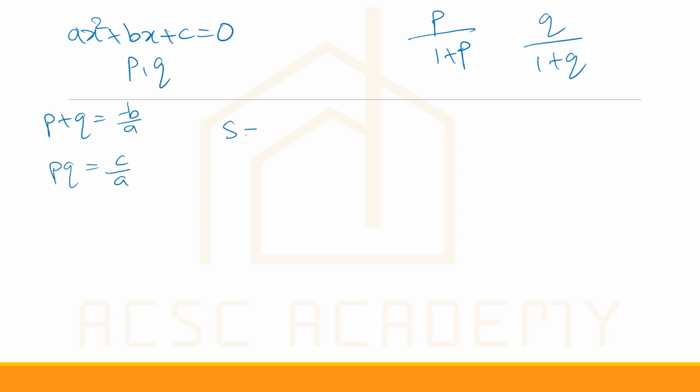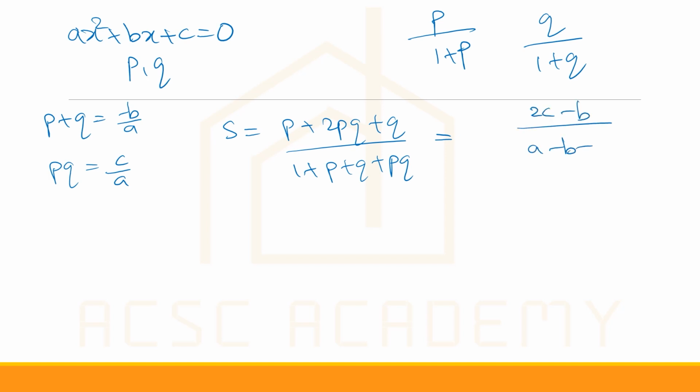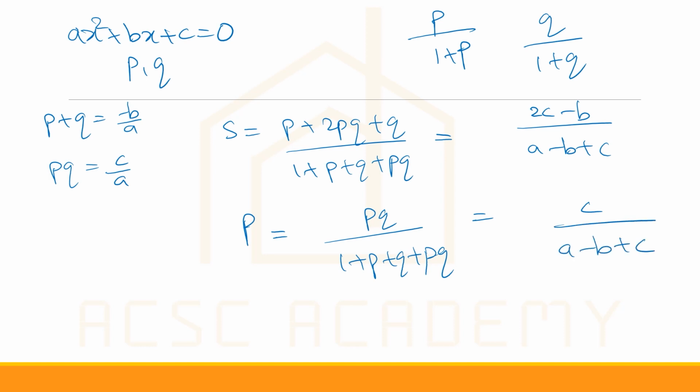Here we get the sum as, taking the LCM, p plus 2pq plus q upon 1 plus p plus q plus pq. That is 2c minus b upon a minus b plus c. After simplifying, this is what you will be getting. You can verify for yourself. Similarly, the product of roots that we get is pq upon 1 plus p plus q plus pq, which then becomes c upon a minus b plus c. So yeah, we have got both sum and the product. We can now find out the quadratic q2.